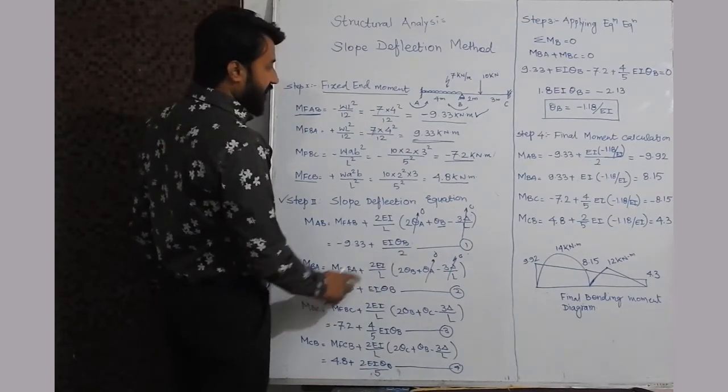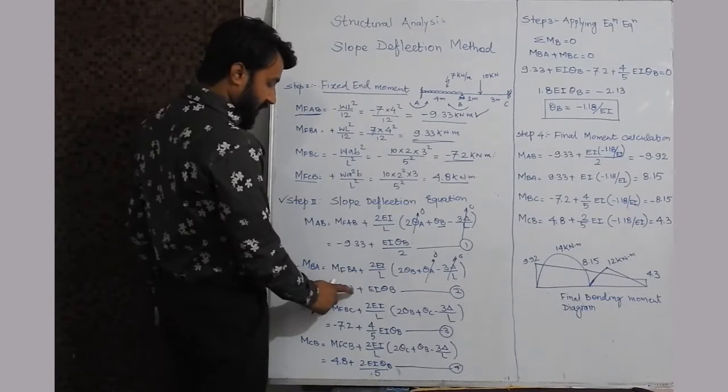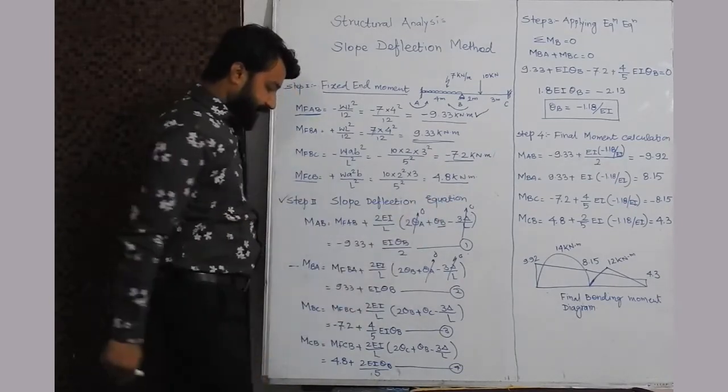So the value of MFBA we know is 9.33. So 9.33 plus EI theta B. This is the second equation.